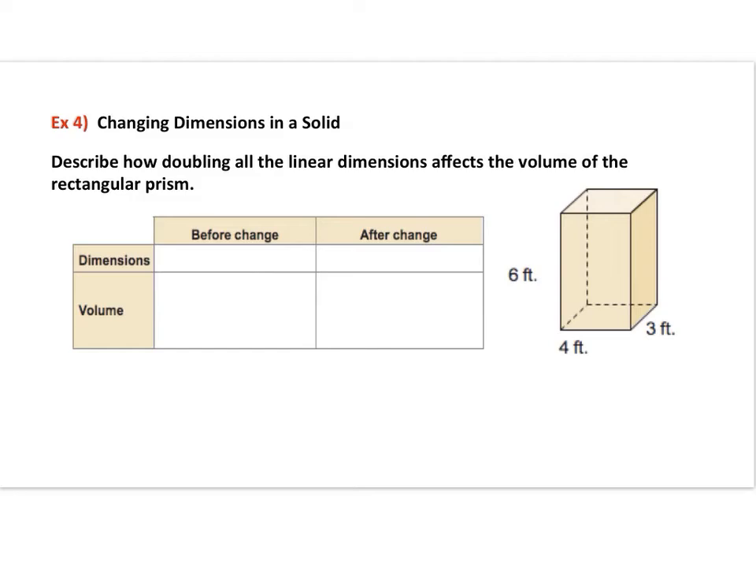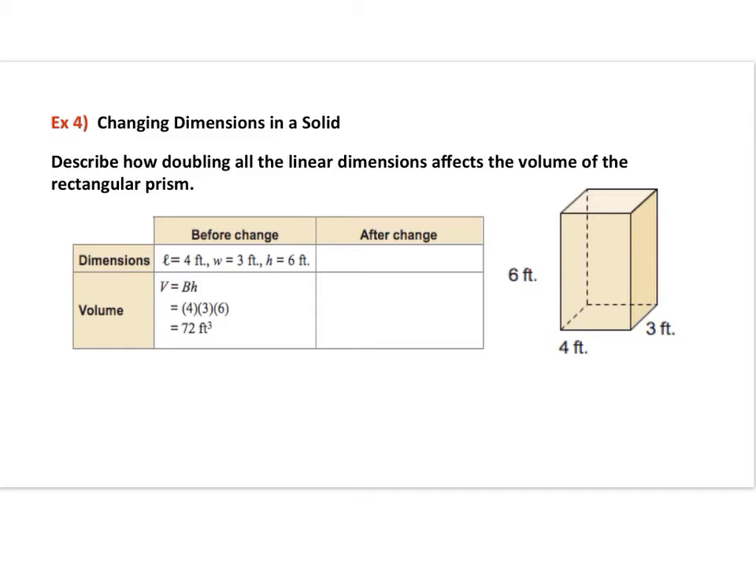All right, for the first time, we're going to see how changing dimensions in a solid affects volume. And that means we have 3 dimensions that are affected. So we're going to describe how doubling all the linear dimensions affects the volume of the rectangular prism. So we'll start with the before change. Our dimensions are: the length is 4 feet, the width is 3 feet, and the height of the prism is 6 feet. We know that volume is multiplying all of that together because the area of the base would be 4 times 3, and then the height of the prism is 6. So multiplied together, we get 72 cubic feet.